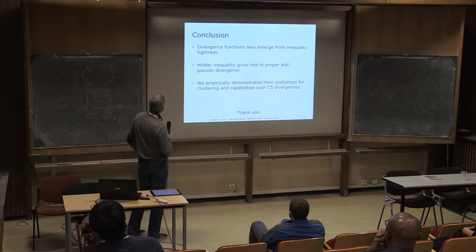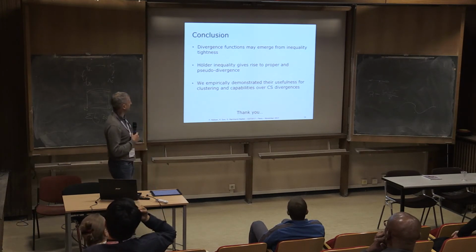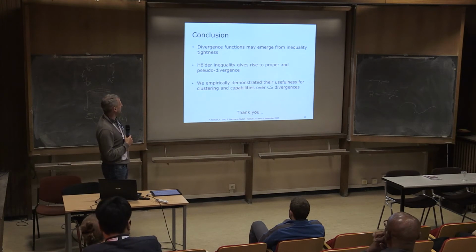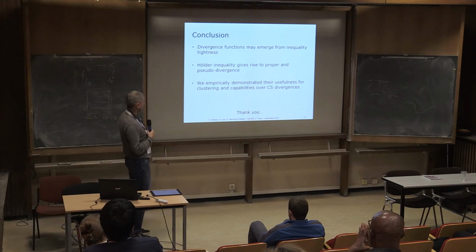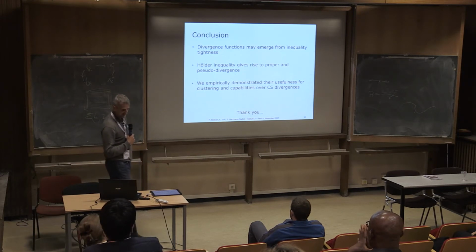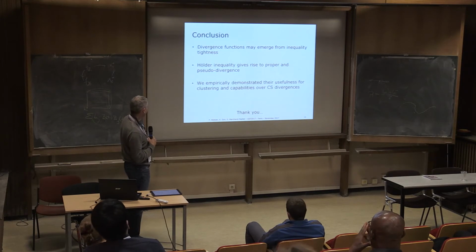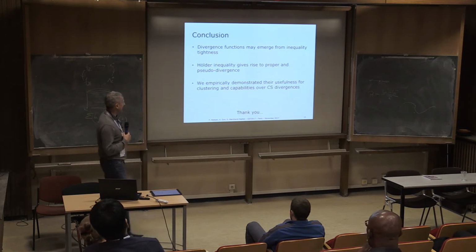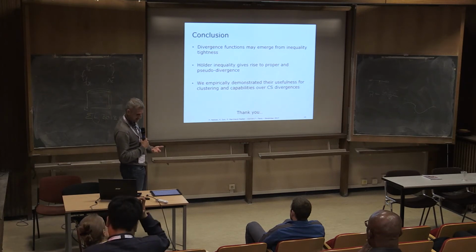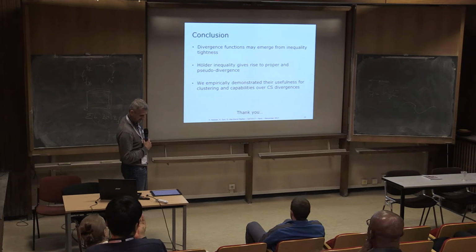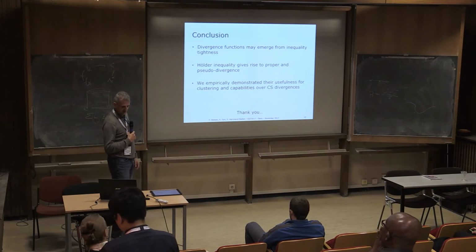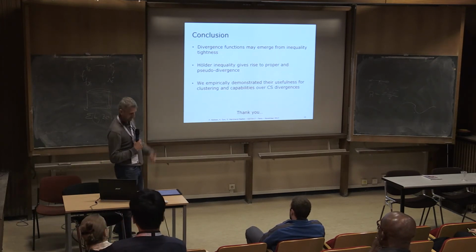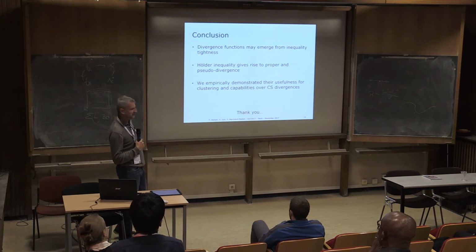In conclusion, I presented a generic principle for creating divergence functions from inequalities. As soon as an inequality can be proven, the tightness of that inequality induces a divergence. The Hölder inequality is one case where it can induce proper and pseudo divergences. An interesting aspect of the Hölder divergence is that it includes as special cases some already known divergences, over which it shows better performance for clustering and density distance measurement. Thank you very much.